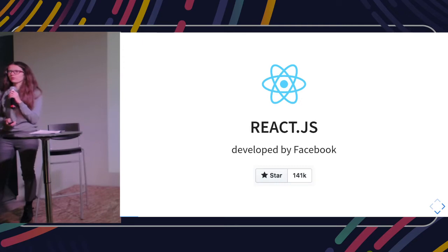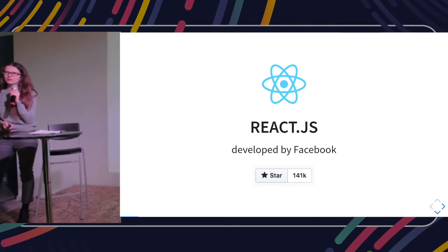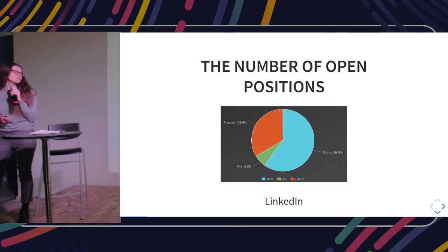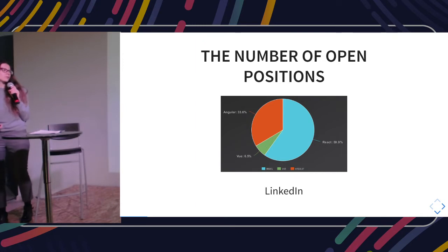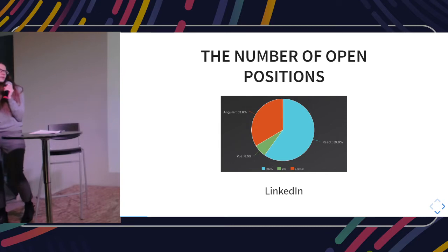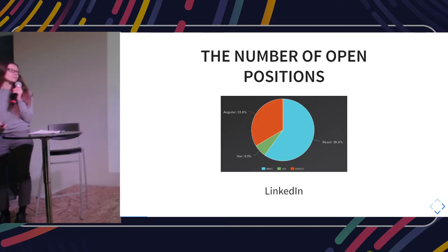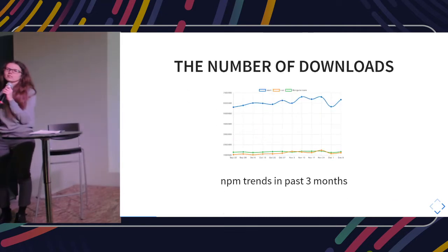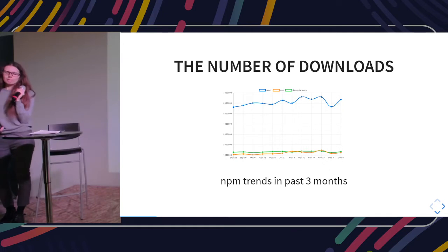So for us, as developers, it's very important to know the situation on the job market. So here is some statistics. Here is the number of open positions for different JS skills according to LinkedIn. Blue is for React, green one is for Vue.js, and the red one is for Angular, and you see that React is on top.